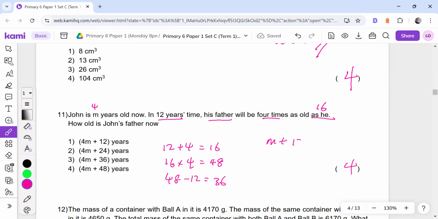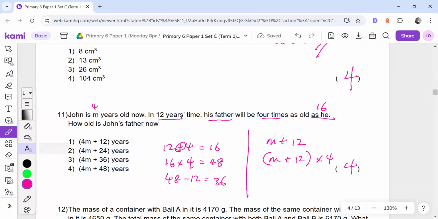Okay, m plus 12. So you copy the step, there's a plus there. So m plus 12, and then later you will have to times 4. So you take m plus 12 times 4. It's going to be a bit hard over here. And then later you have to minus 12 to find how old the father is now.